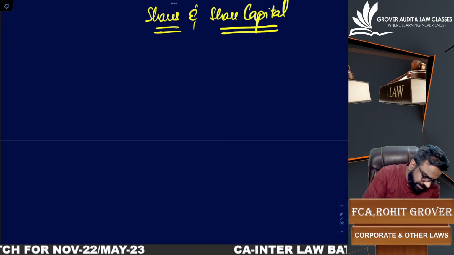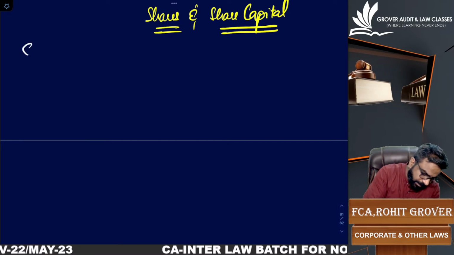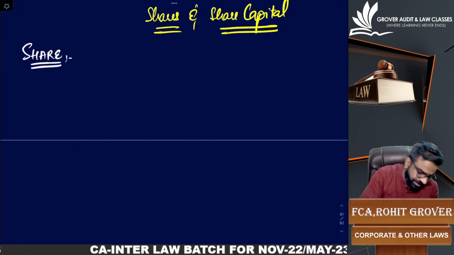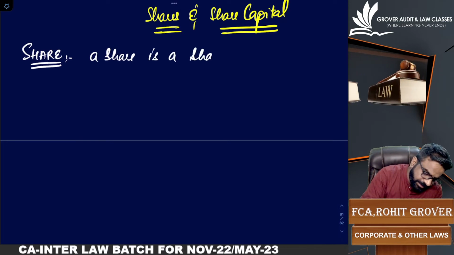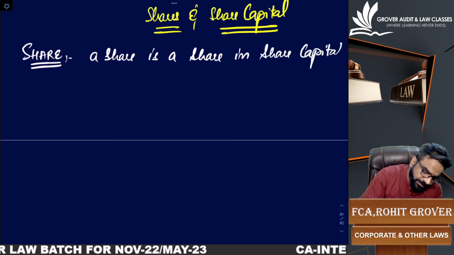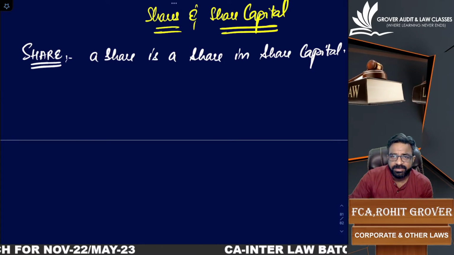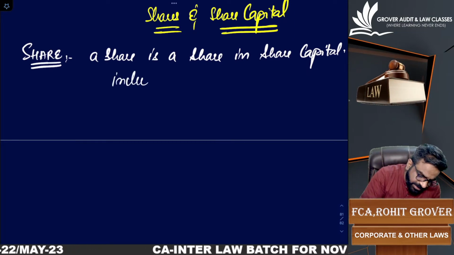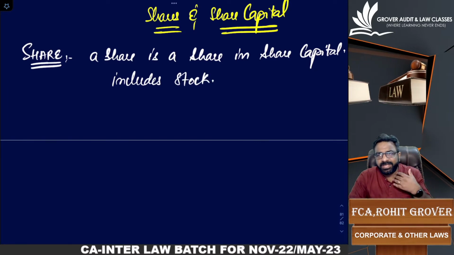The first thing which you have to understand is, what do you mean by the term called share? Now, if I'm not wrong, can I write like this? A share is a share in share capital. Is it correct to write like this? What is share? A share is a share in the which capital, everyone? Share capital, right or not? A share is a share in the share capital and includes stock. Includes what? Stock.